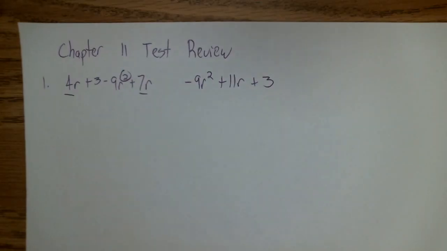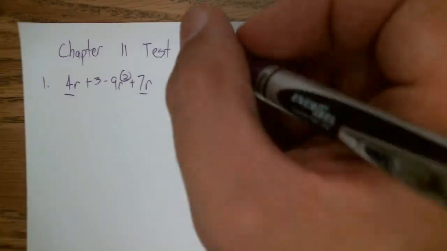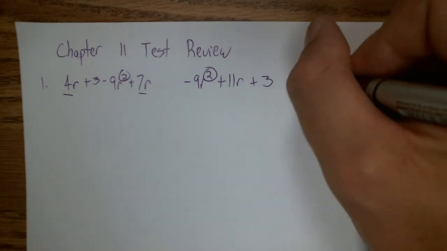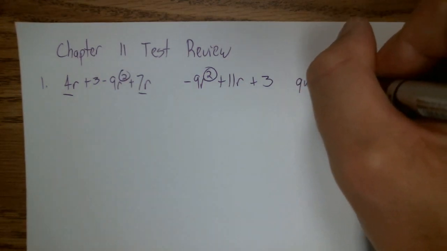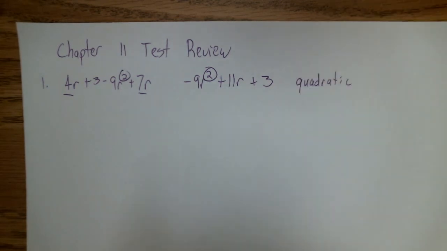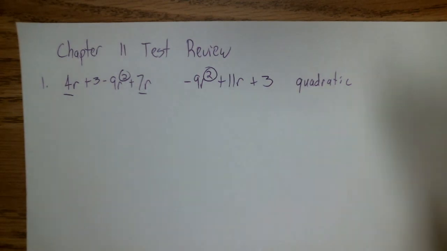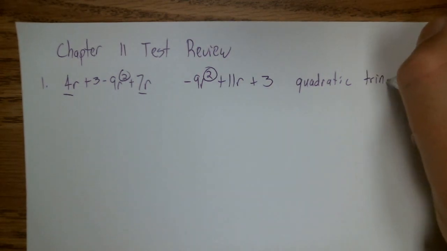Okay, so now I'm in standard form, and now I have to name it based on degree and the number of terms. Remember, I need 2 words. The first word tells me the degree, and when I have more than one term, I simply look at the highest exponent. I see a 2. When the highest exponent is a 2, that's a quadratic. If you can't remember that, go back and look at your table in the first lesson in Chapter 11, 11.1. The second word is how many terms I have. I have 1, 2, 3 terms, so that's a quadratic trinomial.